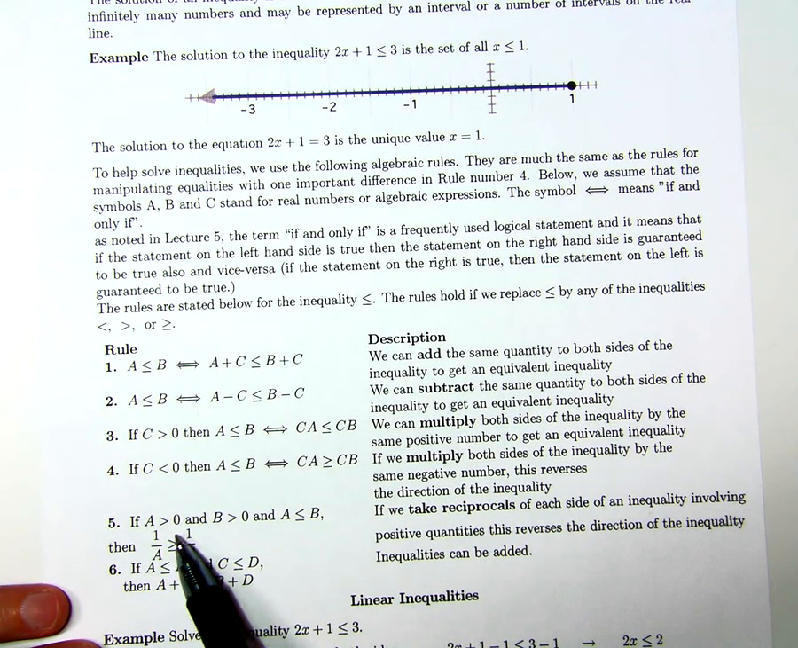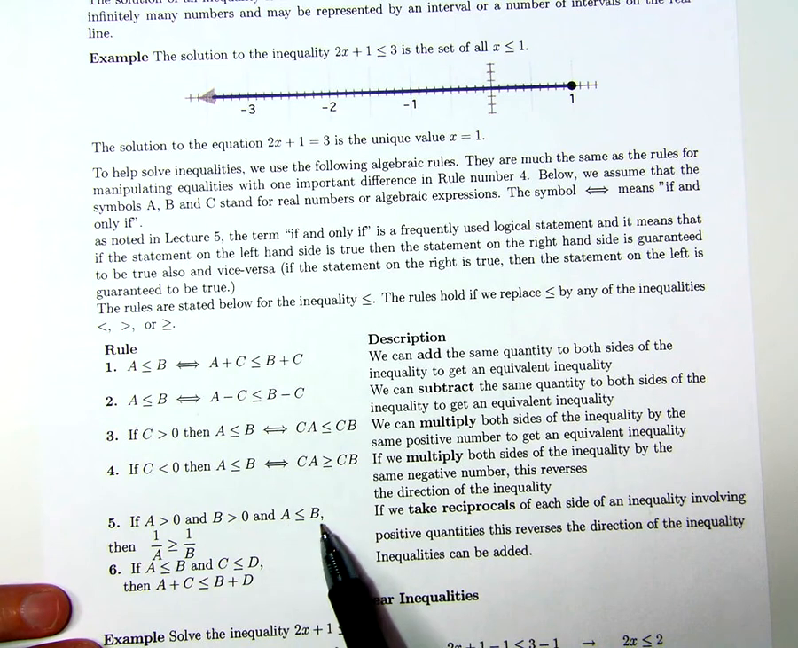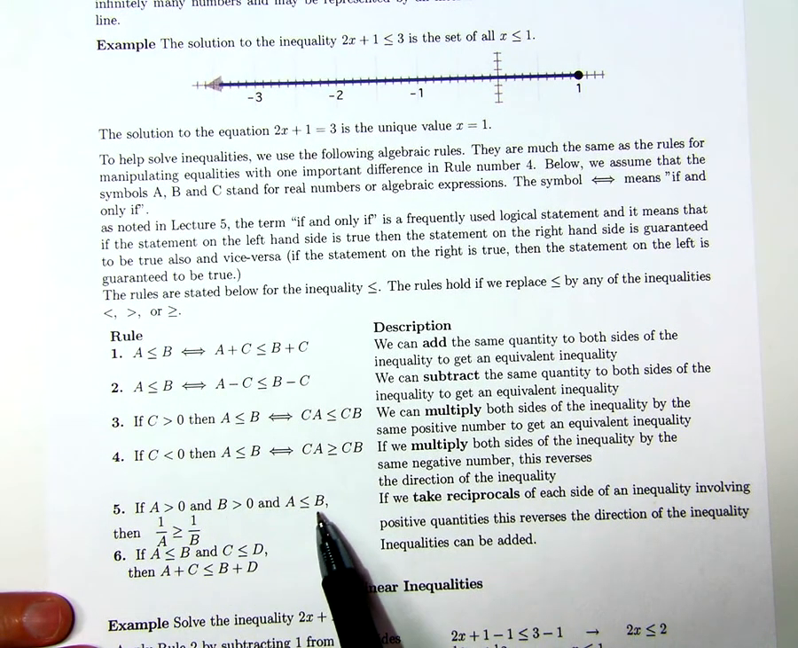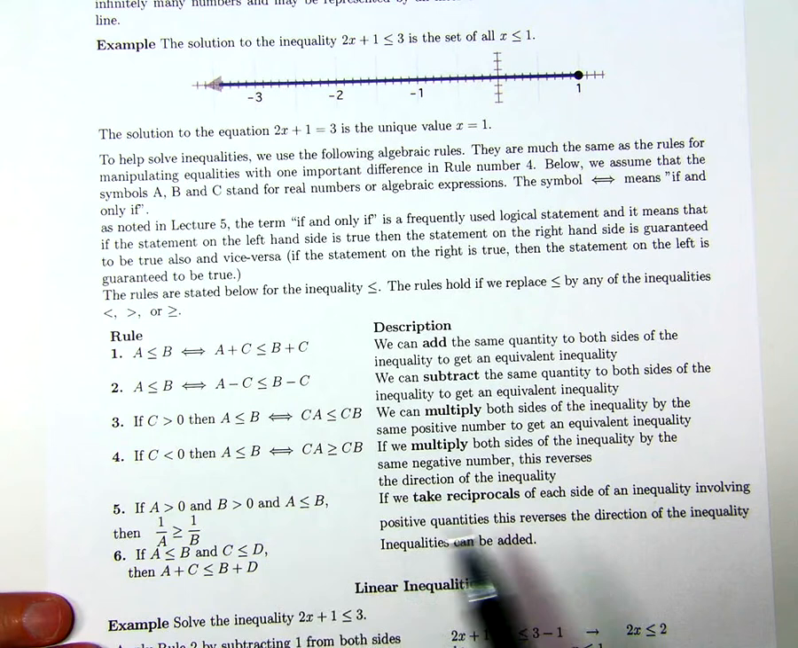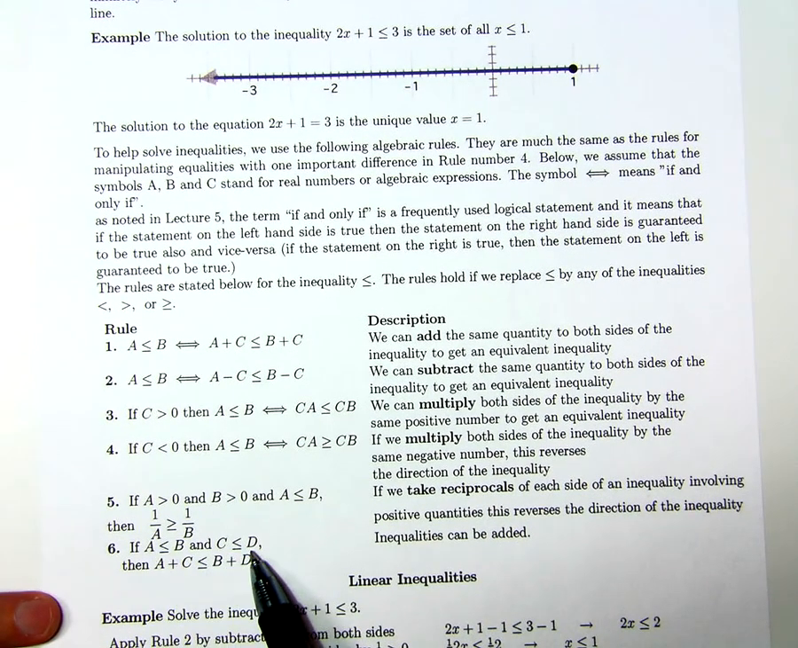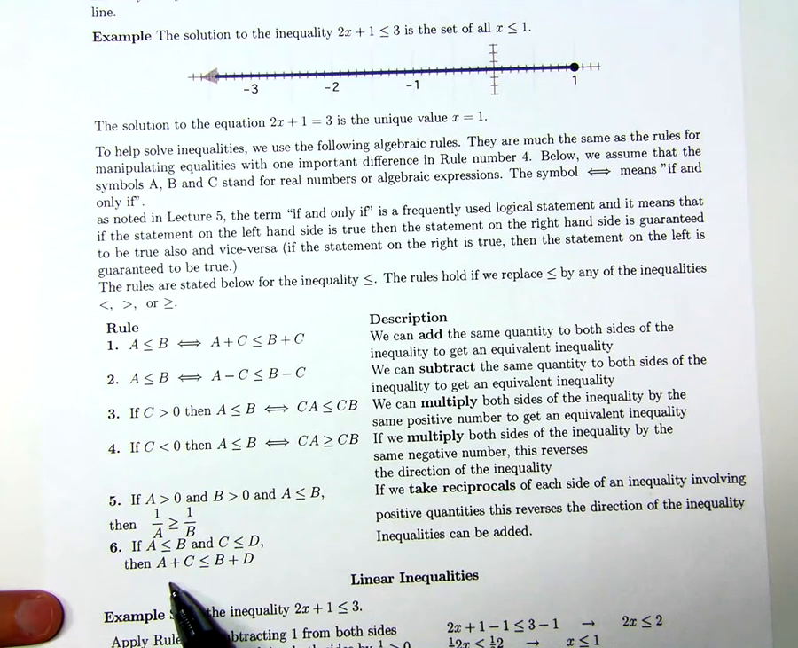If a is positive and b is positive and a is less than or equal to b, then 1 over a is greater than or equal to 1 over b. If you think of 2 and 3 here, you'll see why this is true. And if a is less than or equal to b and c is less than or equal to d, then a plus c is less than or equal to b plus d. In other words, I can add inequalities.